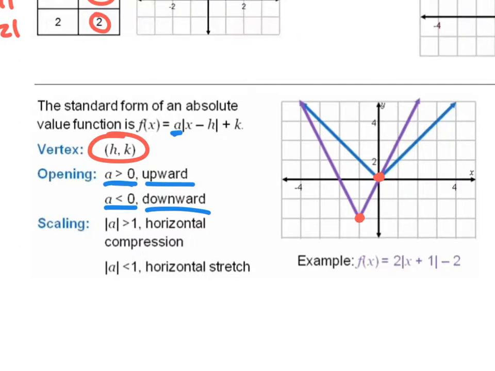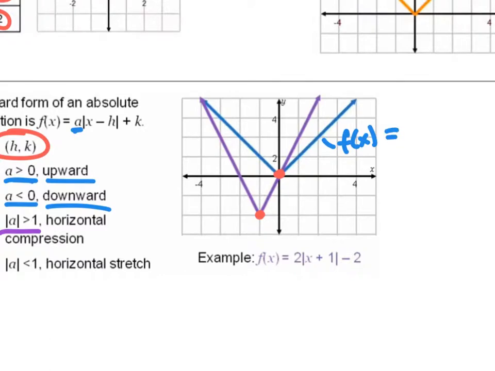If that number a is larger than 1, then you get what's called a horizontal compression, which means you make it thin. And if your number is less than 1, then you get a horizontal stretch. So here's your parent function in blue. This is the function f of x equals the absolute value of x. That's your parent function.